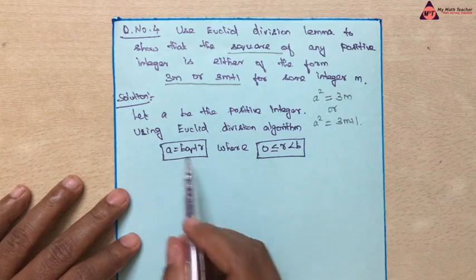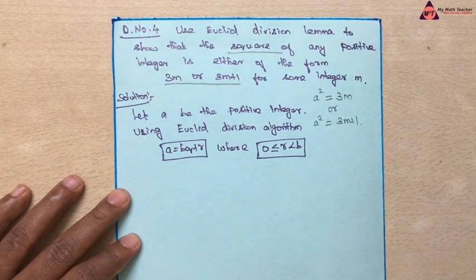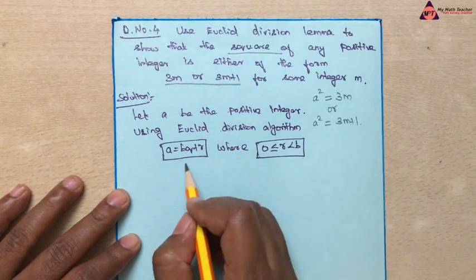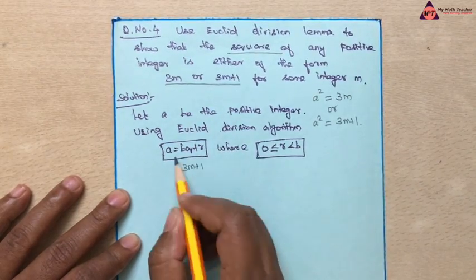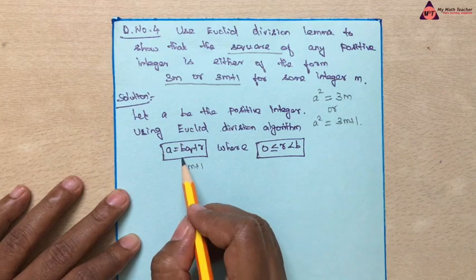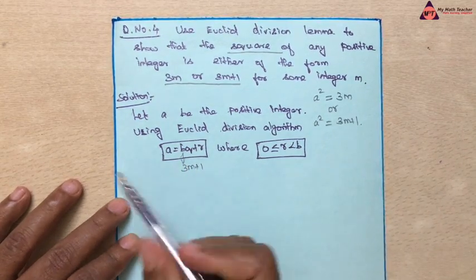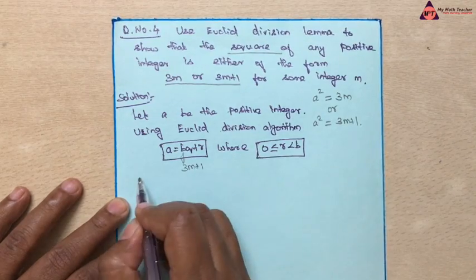So the next step, we have to find b value. How to find the b value? Take any form. So let us take this form 3m plus 1. Compare with bq plus r. We can say that b value will be 3. So b is equal to 3.